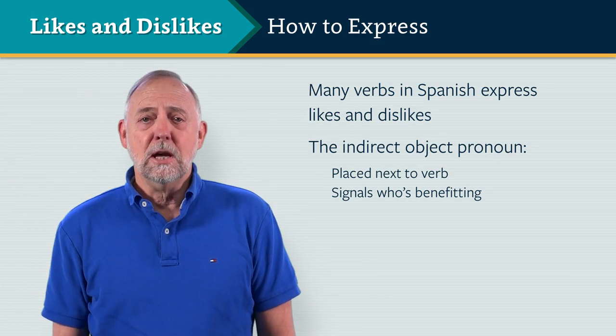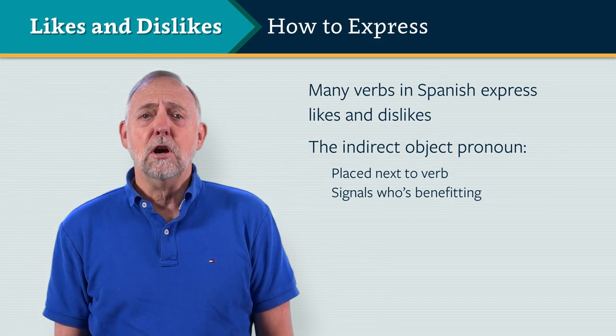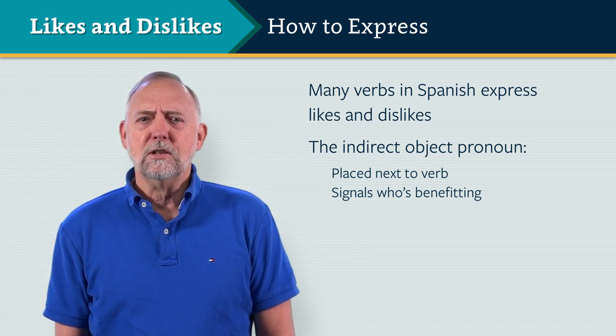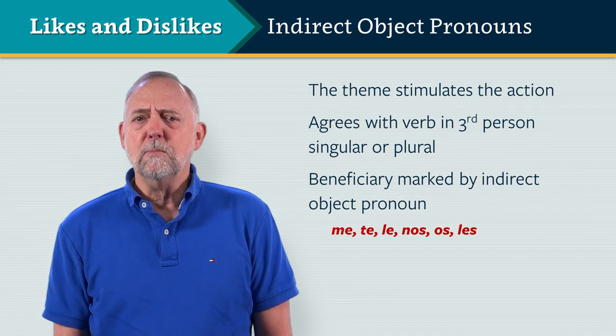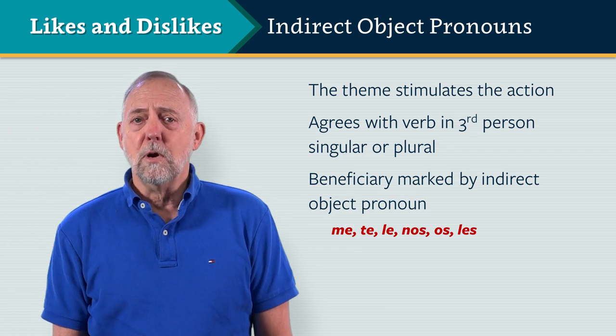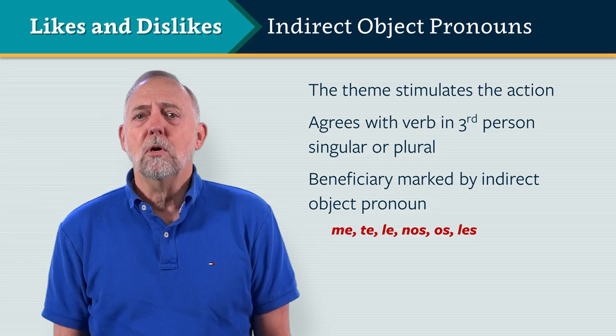Now we're really going to see how the indirect object pronouns come into play. Spanish has a large group of verbs that express likes and dislikes, along with an indirect object pronoun next to the verb to signal who's involved, who's benefiting, positively and negatively. In other words, the theme stimulates the action and agrees with the verb in the third person, singular or plural, while the beneficiary is marked with an indirect object pronoun. Again, me, te, le, nos, os, or les.